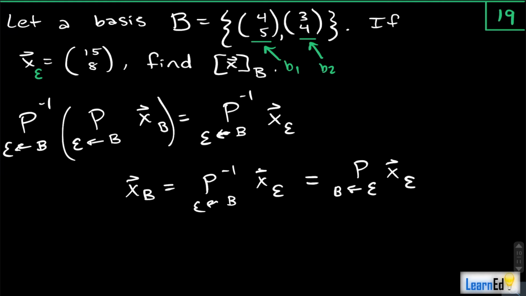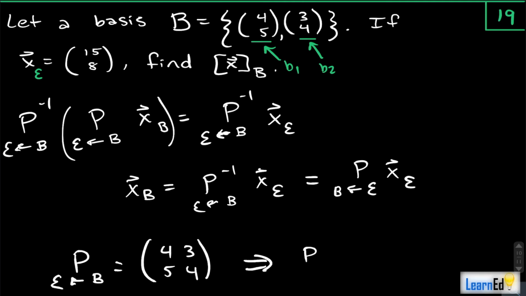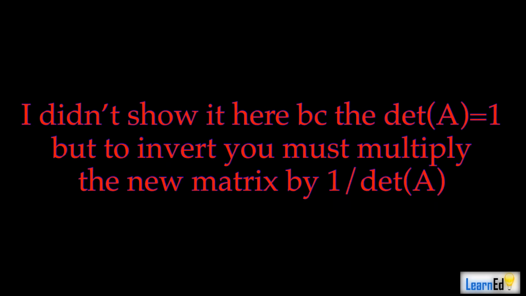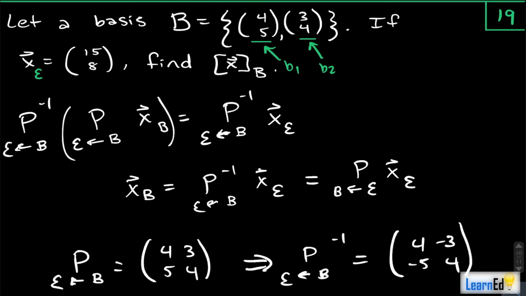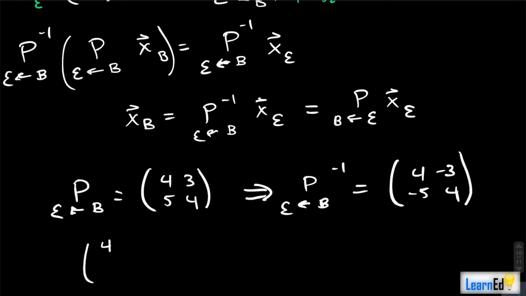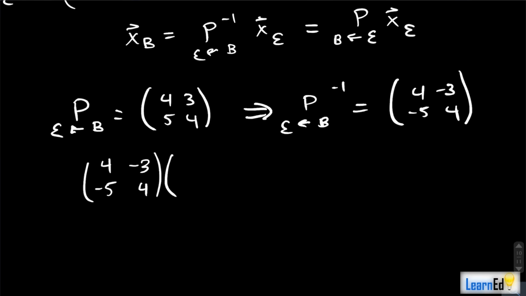Anyways, P from B to E equals 4, 5, 3, 4. So P from B to E inverse equals, we still have those 4's, and we just negate the reverse diagonal. Now we have that matrix, and we can multiply it by xe, which we know to be 15, 8.